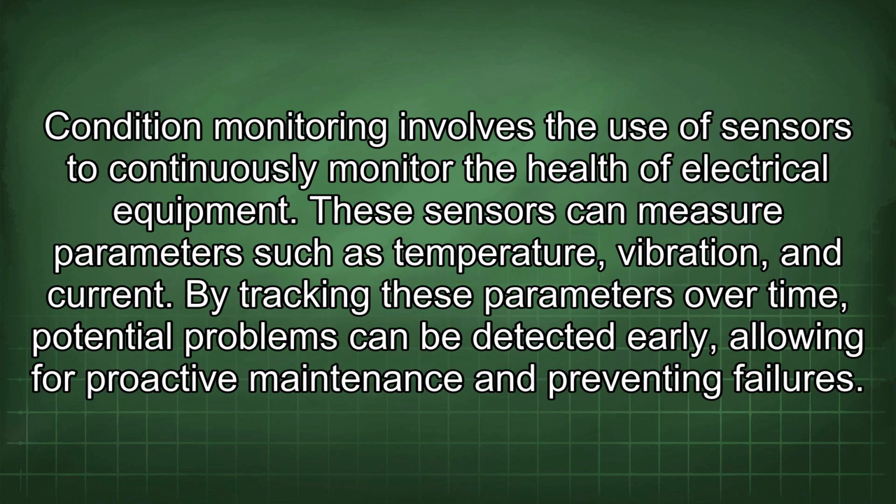Condition monitoring involves the use of sensors to continuously monitor the health of electrical equipment. These sensors can measure parameters such as temperature, vibration, and current. By tracking these parameters over time, potential problems can be detected early, allowing for proactive maintenance and preventing failures.